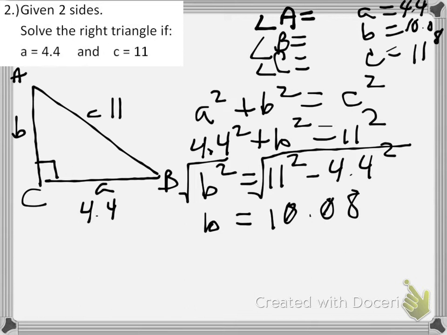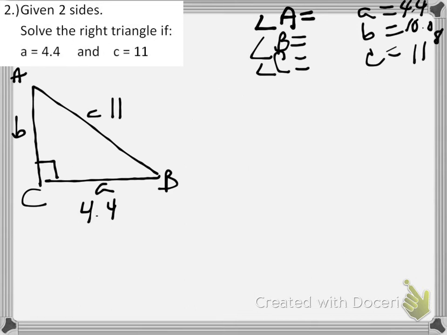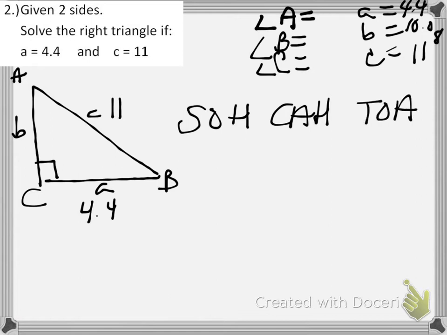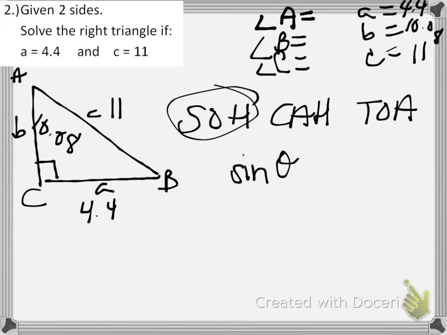Step 3 says, let's use SOHCAHTOA. So that means we're either going to use sine, cosine, or tangent. And remember, SOHCAHTOA just helps us remember what side is what. Sine is opposite over hypotenuse, cosine is adjacent over hypotenuse, and tangent is opposite over adjacent. And at this point, it really doesn't matter which one we use, because we know the length of all 3 sides. Let's just pick sine. Well, I know that sine theta is opposite over hypotenuse.